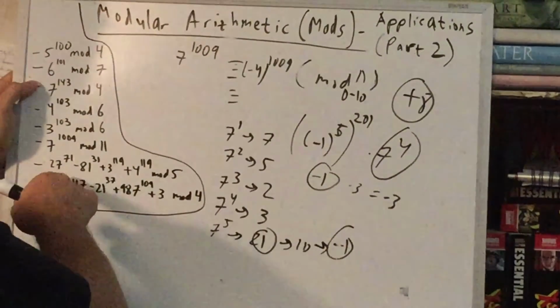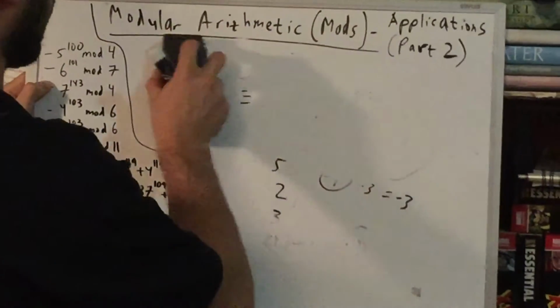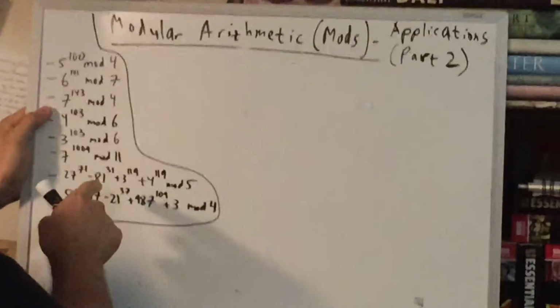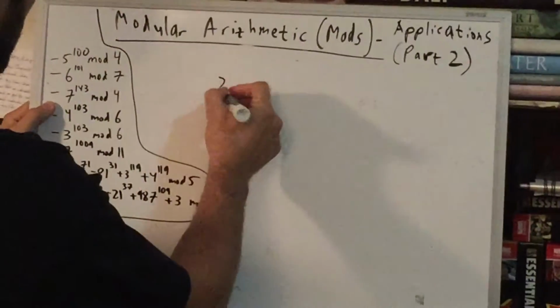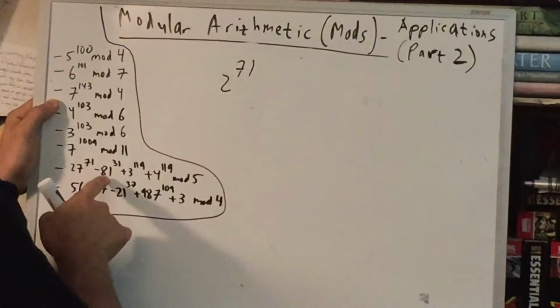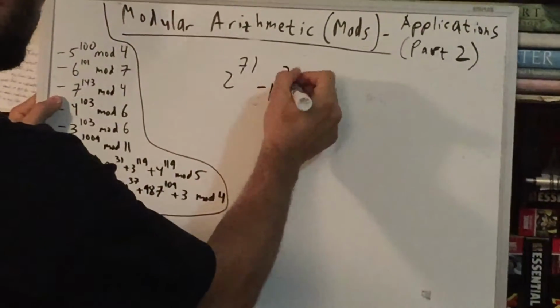All right, for the last two. So I'm not going to copy them over. Let's just see what happens. So mod 5, 27 mod 5 is just a 2. So this is really saying 2 to the 71st minus 81st. 81 mod 5 is 1. So this is -1 to the 31st.